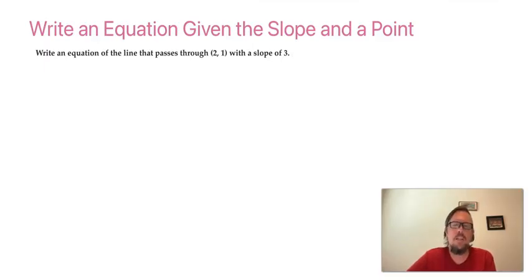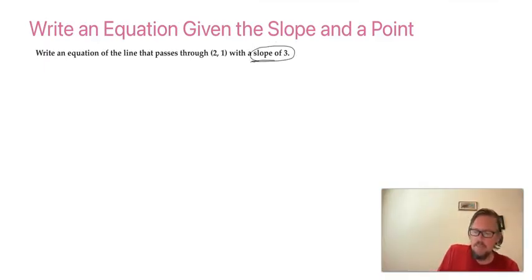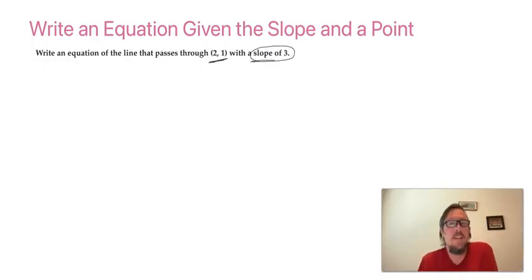For example, here we're given the slope, which is great. We're told the slope is 3, but we're not given the y-intercept. Instead, we're just given a random point. We're told that the line passes through the point (2, 1). So it'd be nice if we had the y-intercept, but not all hope is lost.